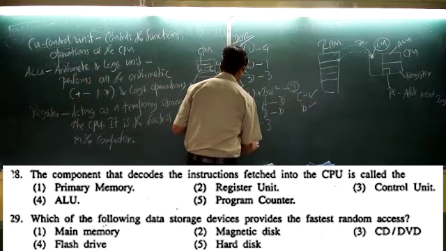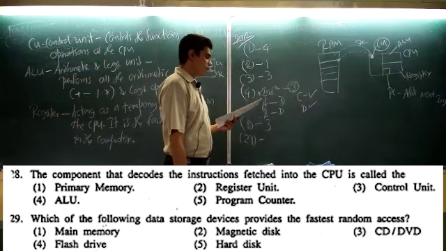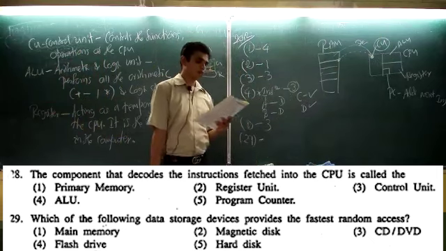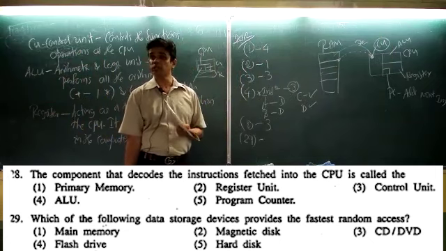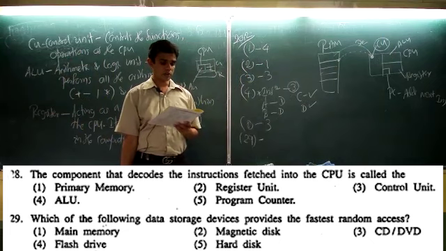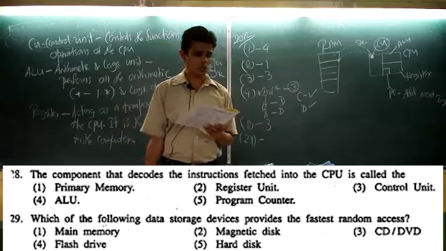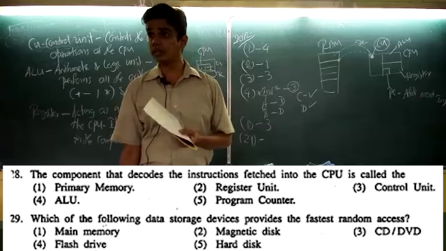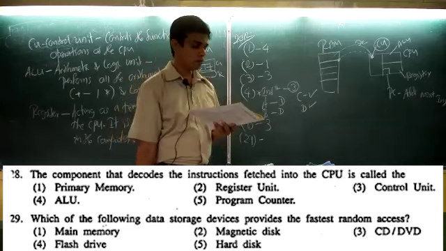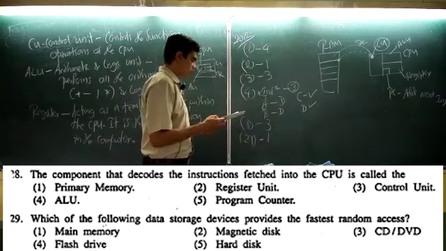Then 29. Which of the following data storage devices provide the fastest random access? Fastest is the register. Main memory is RAM, then magnetic disk, hard disk, flash drive, CD, DVD. Now all of them are secondary storage except the main memory. And what is the fastest? Main memory. So not from all the storages, but among the given.